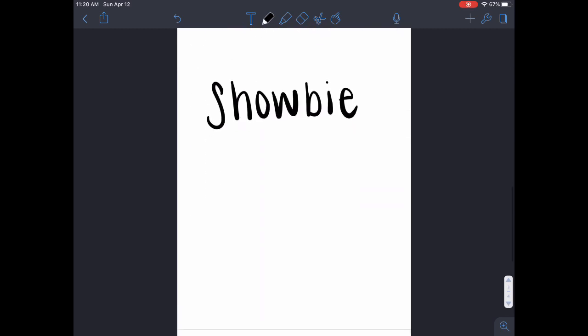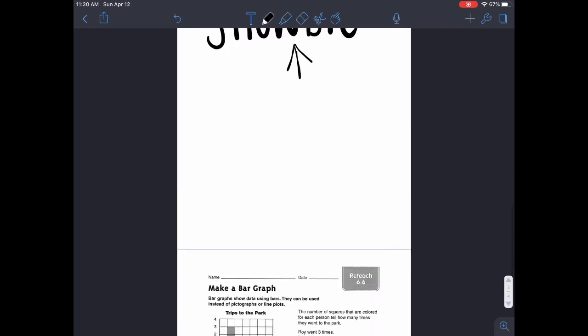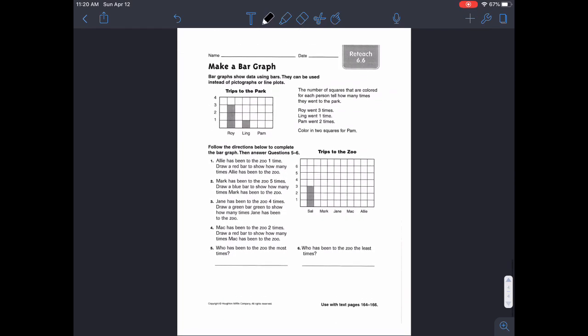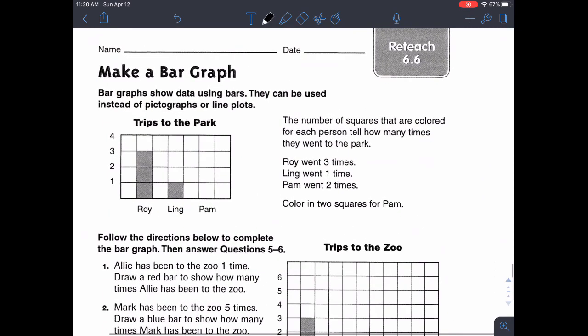Your assignment today is going to be on Shobi, and you're going to complete this assignment. You're going to be making a bar graph. So right here up top, it's going to give you a little example if you need a little refresher. And it's going to ask you to check it.